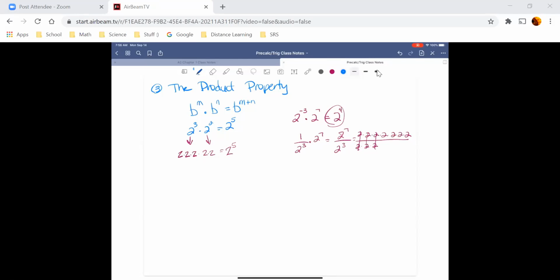Let's try the quotient rule. The quotient rule is just the opposite of the product rule. Product means multiply, quotient means divide. So if we had a base raised to an exponent, and we had that same base raised to another exponent, if you multiply, you add them. If you divide, you subtract them. So this would be the same thing as b to the m minus n, which is actually what we did over here, right?